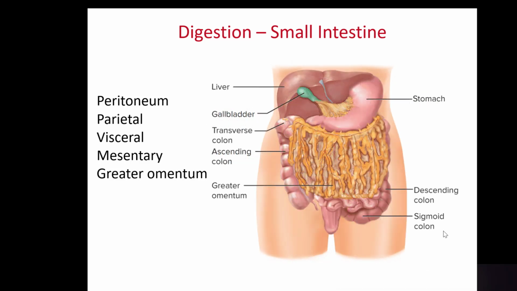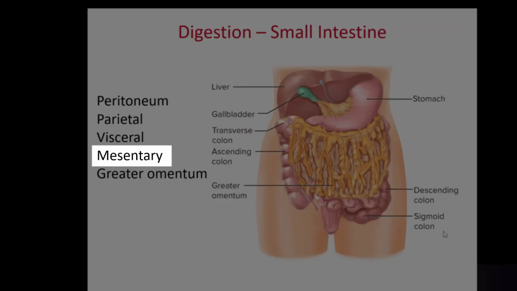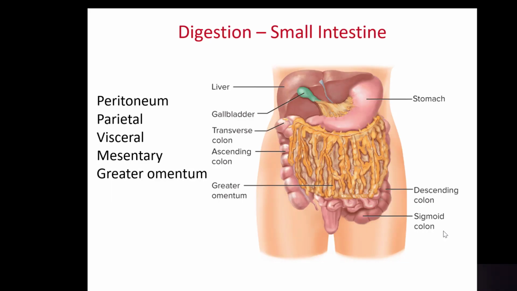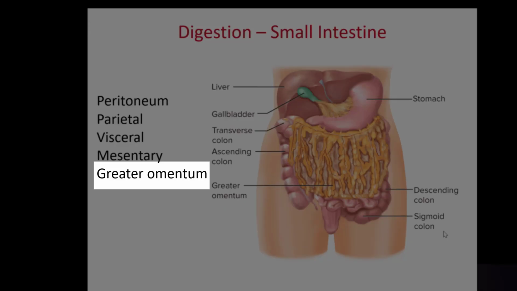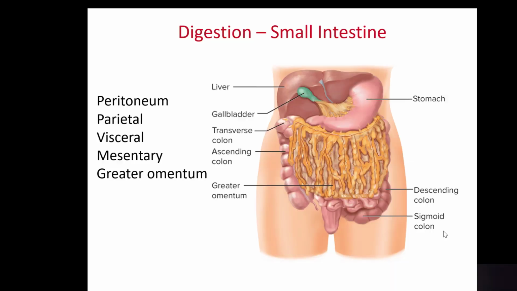The intestines are kind of suspended or hung from the back of the abdominal cavity by a membrane called the mesentery, and it's a continuation of the peritoneum. And there's a big fatty portion of that mesentery called the greater omentum. And the greater omentum is like an apron of fat, a protective layer of fat that hangs in front of the intestines. And that gives us a nice protective fatty cushion in front of our organs.